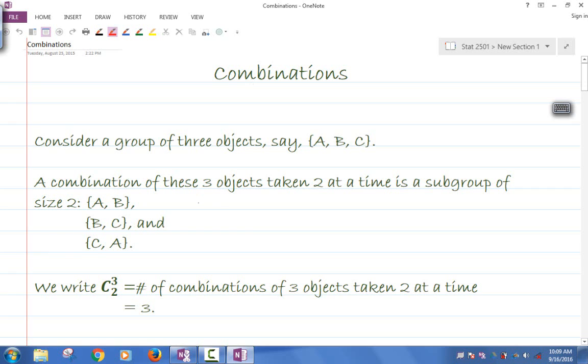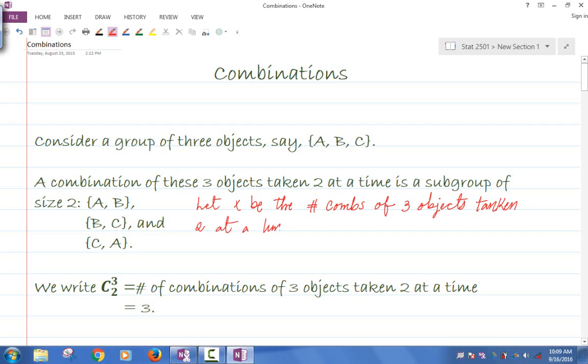Okay? So let's let X be the number of combinations of three objects taken two at a time.